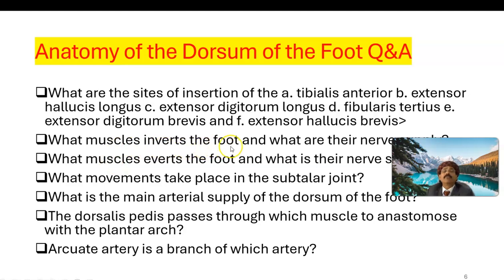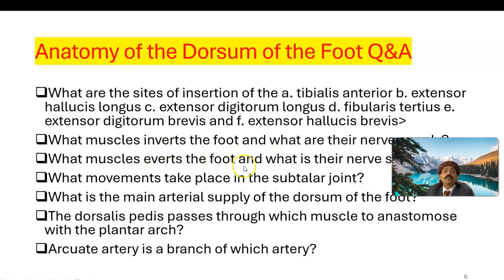What muscle inverts the foot? Foot is inverted by the tibialis anterior and tibialis posterior. Nerve supply of tibialis anterior is fibular nerve, tibialis posterior is tibial nerve.